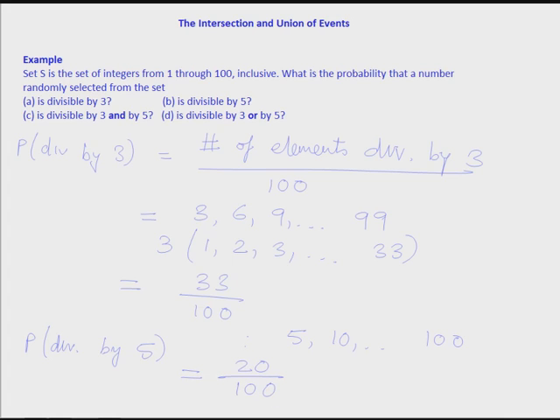Now for the interesting question. What is the probability that a number is divisible by both 3 and 5? By 3 and 5.